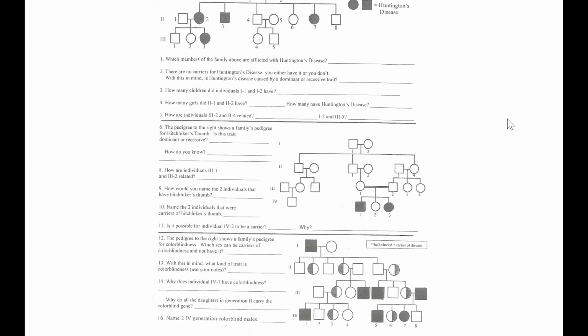All right, anyways, number 6, the pedigree to the right shows a family's pedigree for hitchhiker's thumb. Is this trait dominant or recessive? So definitely by looking at it, first generation, second generation, and third generation, there's nobody that's affected. So then definitely this would be a recessive trait that we're looking at. How do you know? Because first, second, and third generation are not affected.